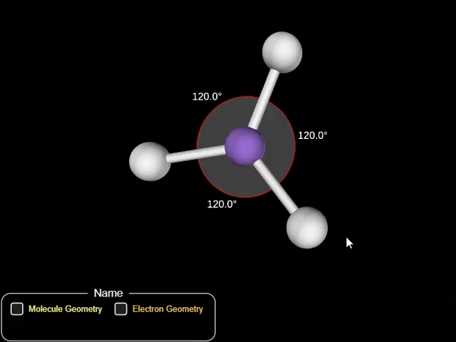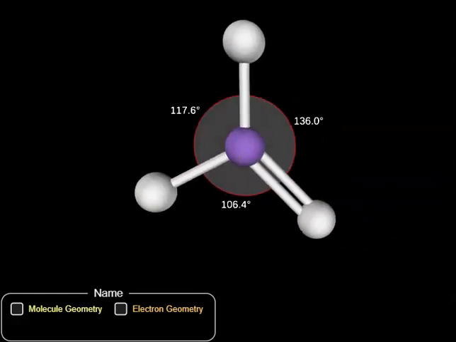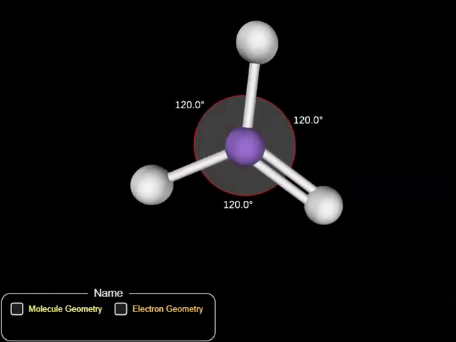Now, if all 3 of those regions are bonded pairs, then the shape of the molecule is also known as trigonal planar. And it doesn't matter, again, whether those are single bonds or double bonds. So this would be the shape that you'd have for a molecule such as methanal, H2CO, I think it is. And we can see down here, the molecule is trigonal planar, and the electrons are arranged in a trigonal planar way as well.